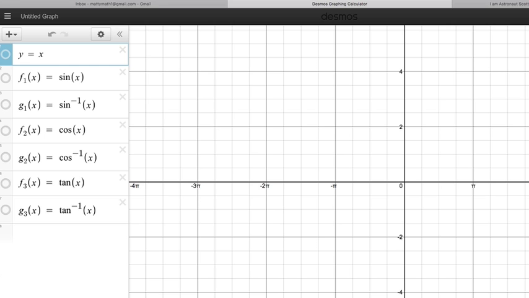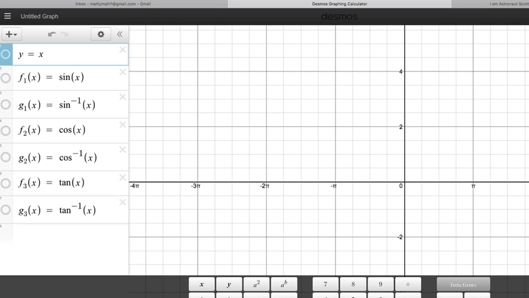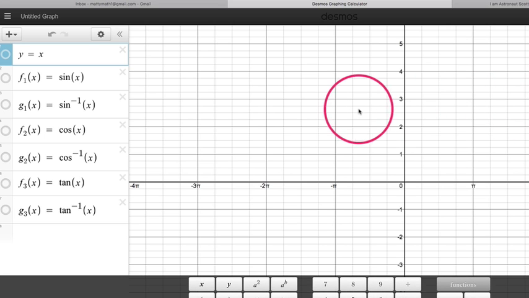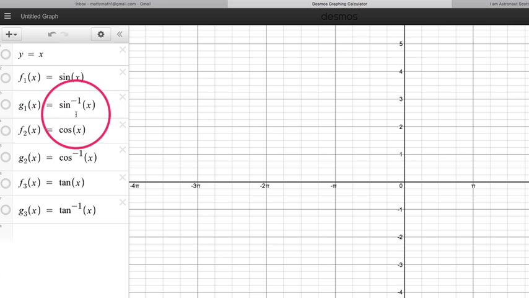You know what, I'm going to change this. Let's go on our y-axis here, let's go by 1 so we can see all the units. There we go, a little bit better. But we have sine and sine inverse, cosine and cosine inverse, tangent and tangent inverse. I just want to look at the relationship between their graphs.